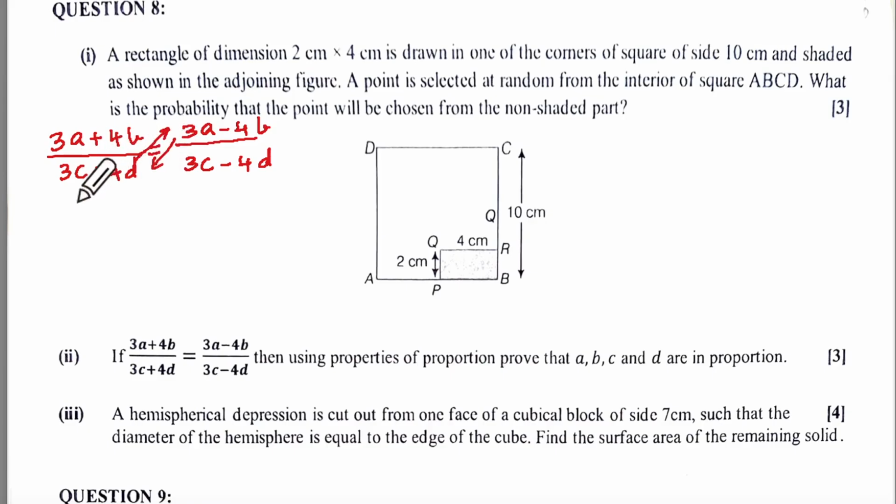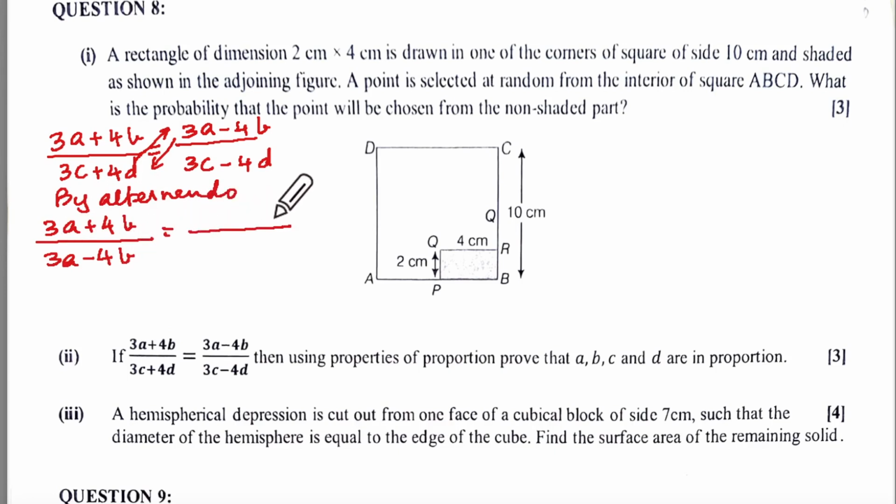So what is this called? By alternando. And you will have 3A plus 4B upon 3A minus 4B will be equal to, in the numerator, 3C plus 4D upon 3C minus 4D. Now there are same terms added and subtracted. So I have to use componendo and dividendo.